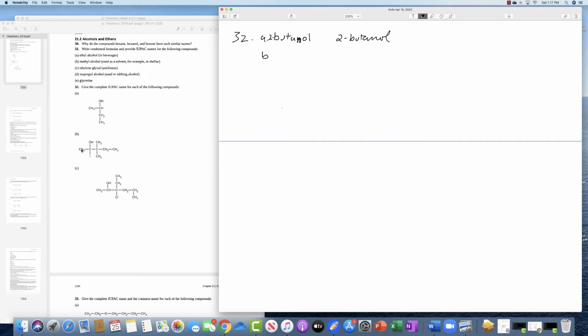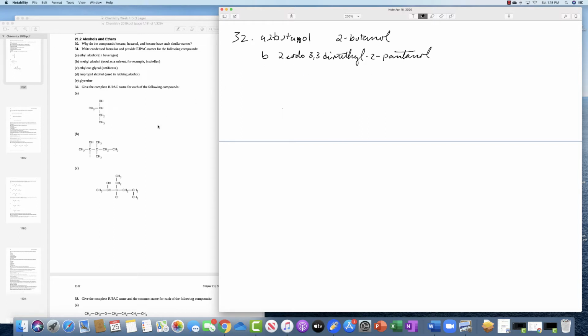B, we have 1, 2, 3, 4, 5, and that's the longest carbon chain regardless of how we do it. We have an alcohol group on the second carbon. We have an iodine group on the second carbon. And then we have 2 methyl groups on the third carbon. So it would be, let's see, 2-iodo, 3,3-dimethyl, that's the 2 methyl groups, 2-pentanol.